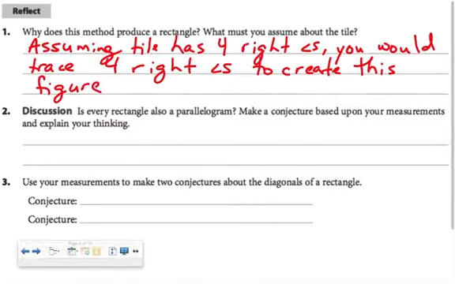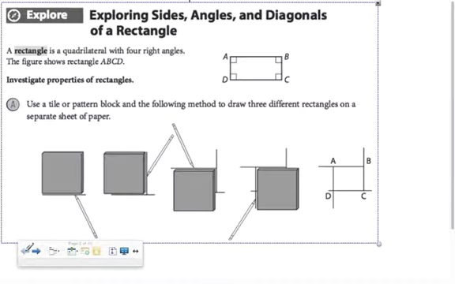So it's asking, is every rectangle also a parallelogram? Make a conjecture based upon your measurements and explain your reasoning. Well, I didn't actually draw this rectangle, and maybe neither did you, but looking at a rectangle, for example, this one, I hope that you noticed that both pairs of opposite angles are congruent. And in the last lesson, we proved that if both pairs of opposite angles are congruent, that makes it a parallelogram.